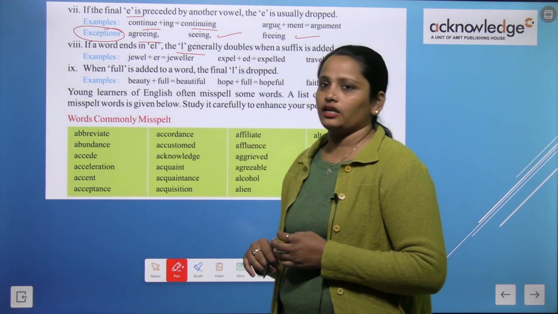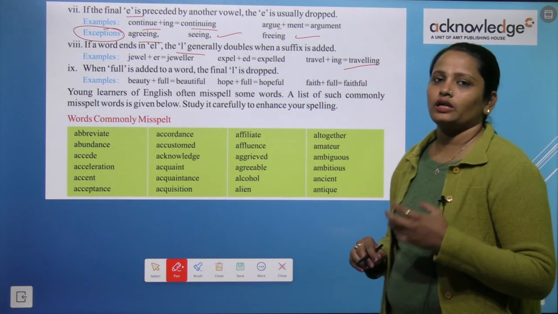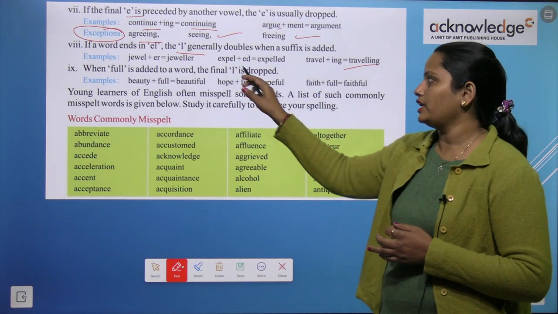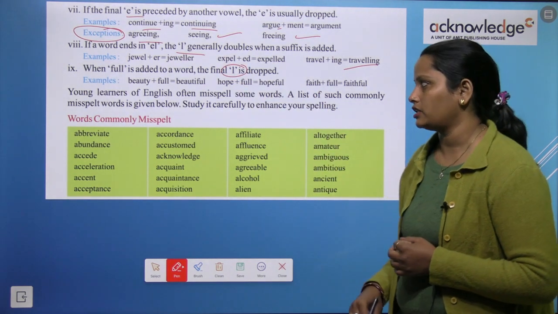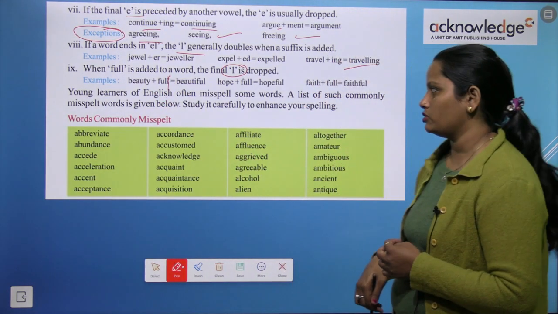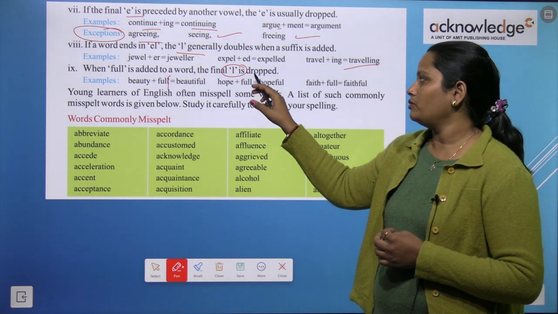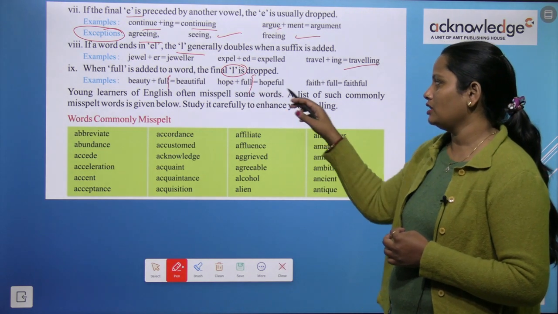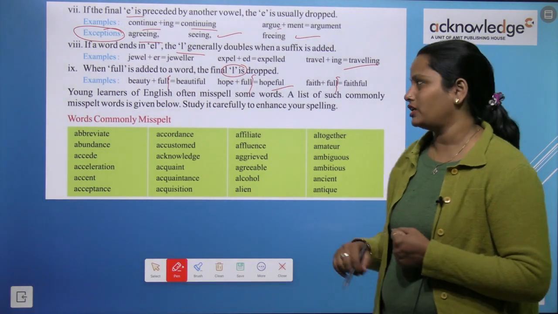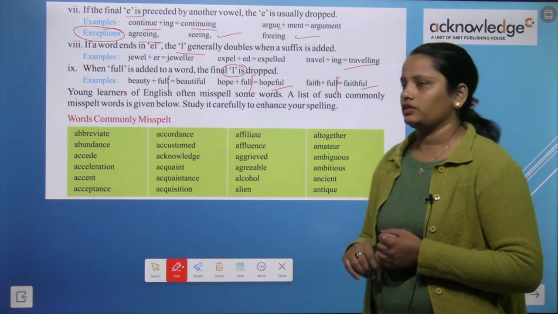When full is added to a word, so किसी word में अगर हम full को add कर देते हैं, the final L is dropped. जो final L है वो हटा दिया जाता है. So beautiful में से last वाला L हटा के हमने beautiful कर दिया. Hopeful में से भी last L हटा के हमने hopeful कर दिया. And faithful में से भी last L हटा के हमने faithful कर दिया.